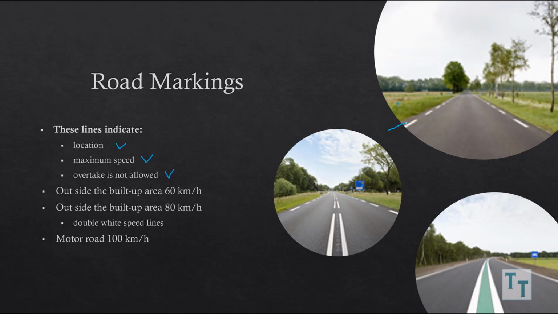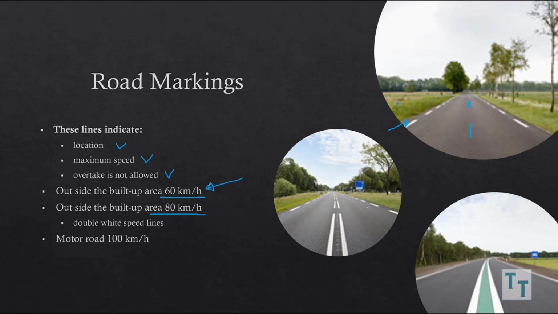The small broken lines on two sides of this road indicate that this road is located outside the built-up area and there is no separation line. From this marking, you can notice that this road is located outside the built-up area and the maximum speed is 60 km per hour.